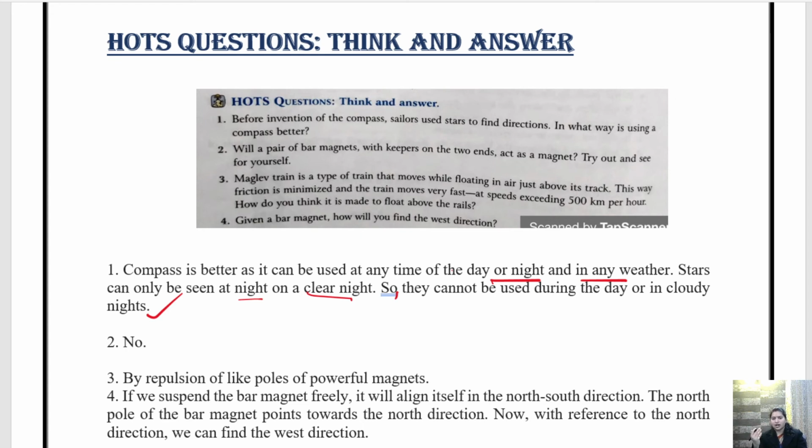Why do metros run very fast? Why do these bullet trains run very fast? Because they are a little above the track. ठीक है, तो जब वो ऊपर होते हैं तो फ्रिक्शन बहुत ज्यादा नहीं लगता है and they have a free flowing. Okay, so what is the reason? कैसे चल पाती है ये? So it is by repulsion of like poles of powerful magnets. So in that train, powerful magnets are used. So when there will be the same pole, hoga, so there will be a repulsion and there will be a repulsive force acting. So because of that force, these bullet trains and maglev trains and everything, they are moving so fast.